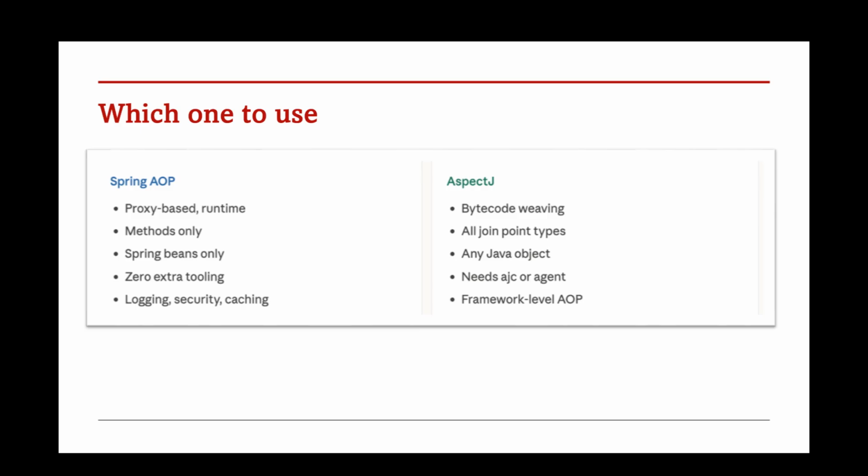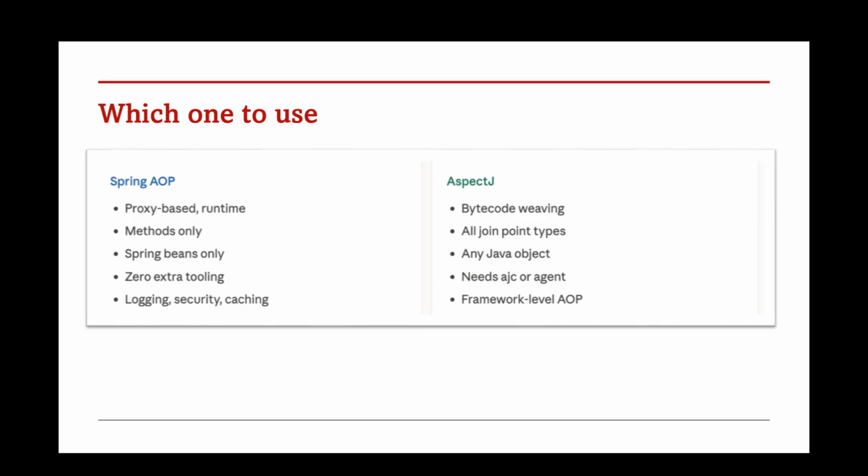The rule is simple. Start with Spring AOP. It is simple, powerful, and covers almost everything. Only switch to AspectJ when Spring AOP genuinely cannot solve your problem. Don't over-engineer. Choose the right tool for the right job.